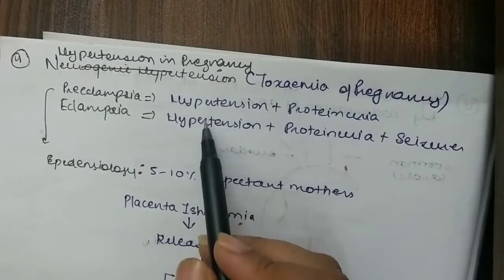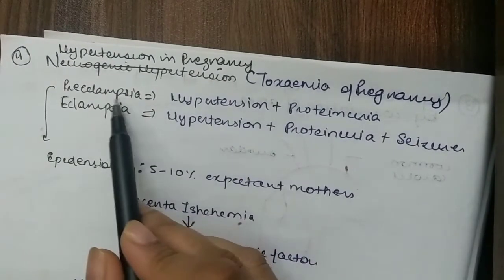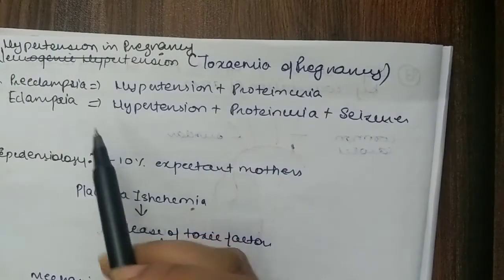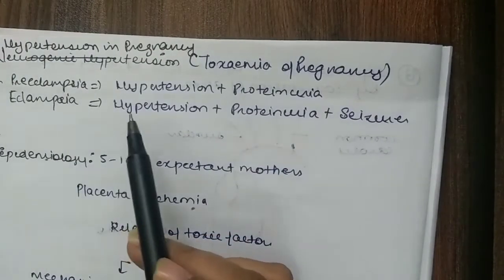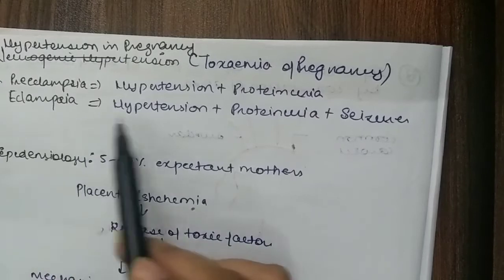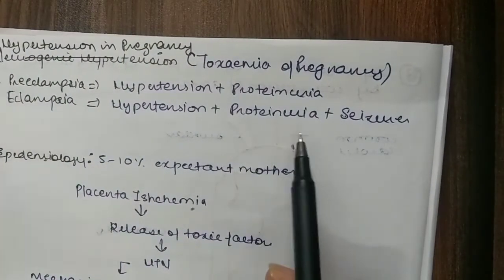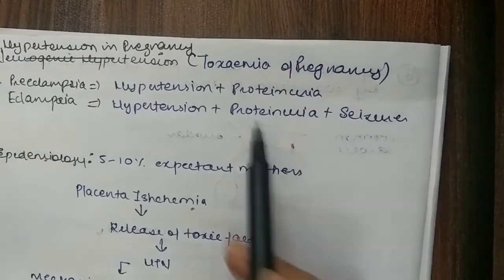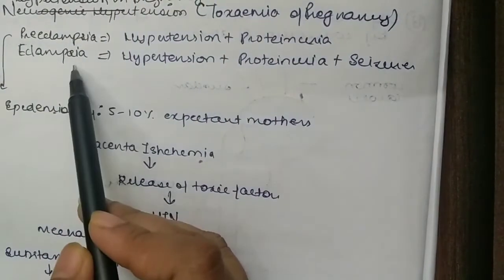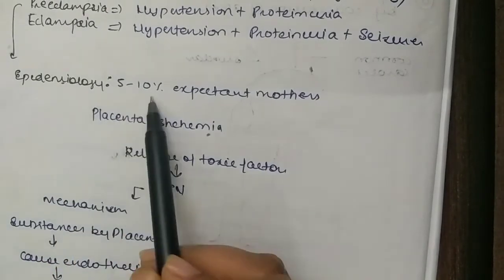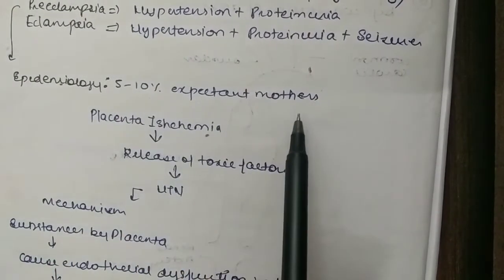Hypertension in pregnancy, toxemia of pregnancy basically. So there are two terms, preeclampsia and eclampsia. So what's the difference? Preeclampsia is hypertension plus proteinuria, and eclampsia is hypertension plus proteinuria plus seizures. Seizures happen in the later part of pregnancy. It is a major cause of abortion. Epidemiology of this hypertension is 5 to 10% of expectant mothers.